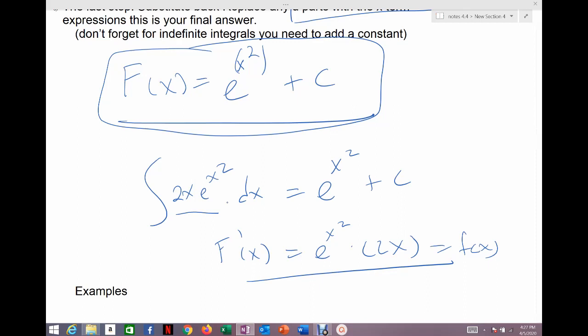All right, so now we're just going to practice that. The next examples are just going to be practicing the substitution rule. And so that is going to be my next set of notes.